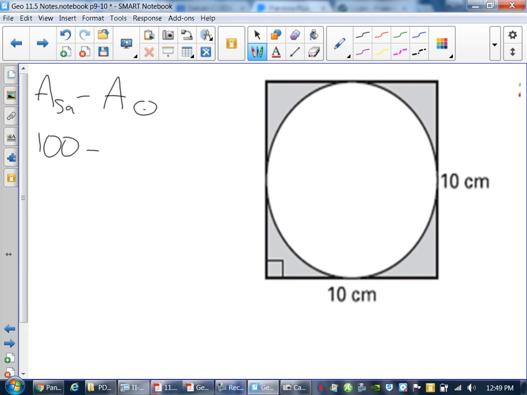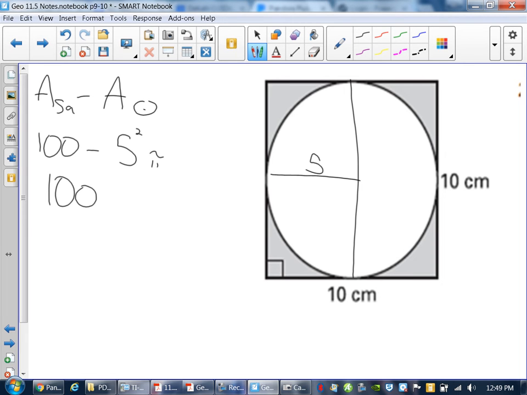100 units squared. Now that 10 also represents the what of the circle? The diameter. If the diameter is 10, what is its radius? 5. So the area of a circle then is just pi r squared. In this case, it's 5 squared, otherwise known as 25 pi.